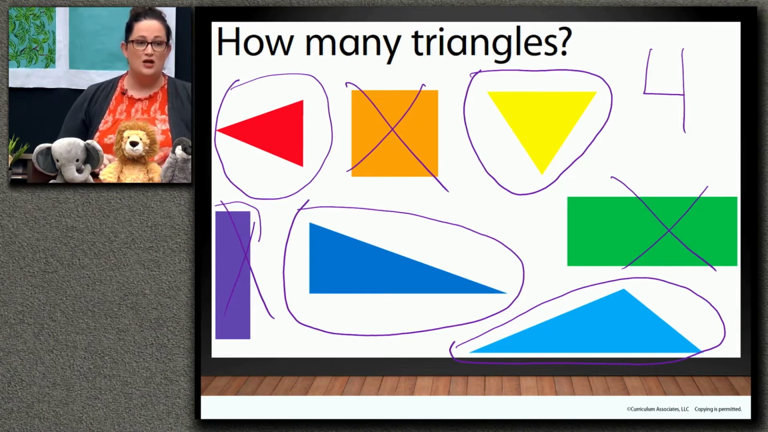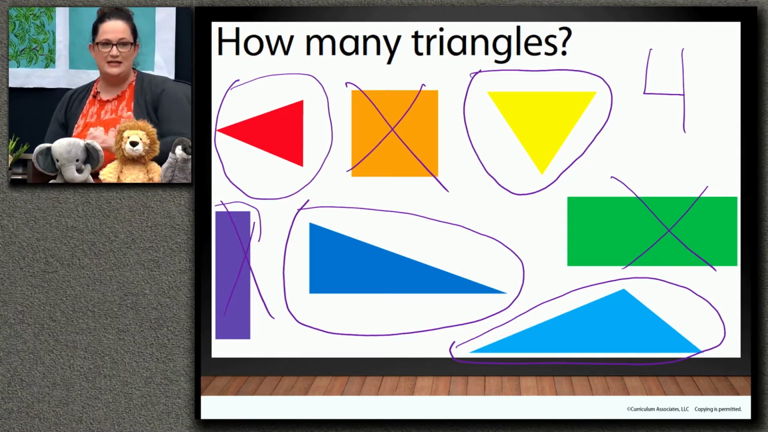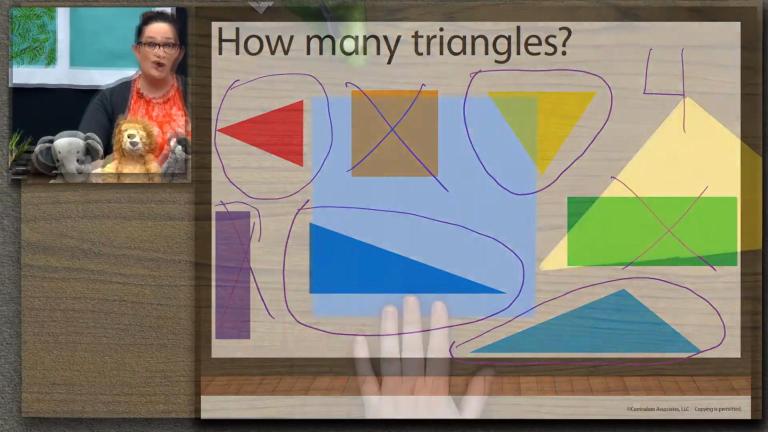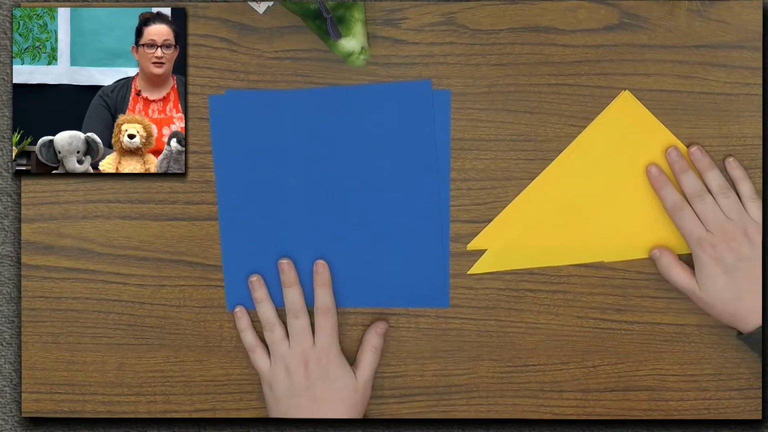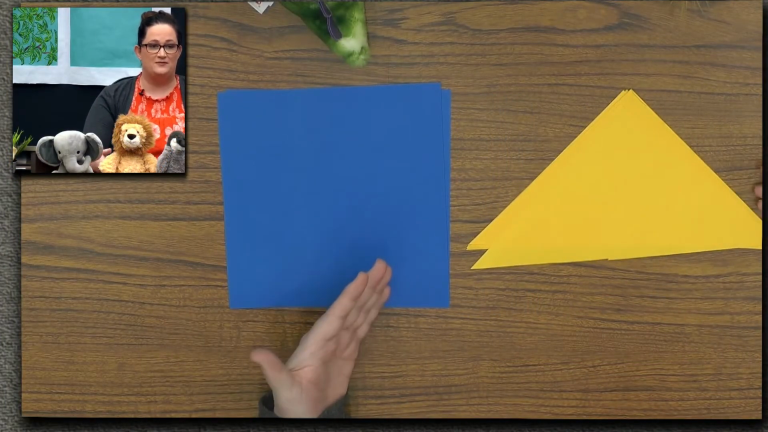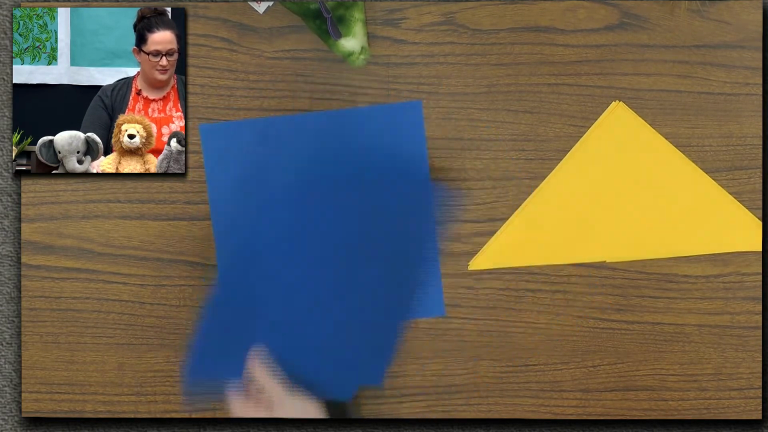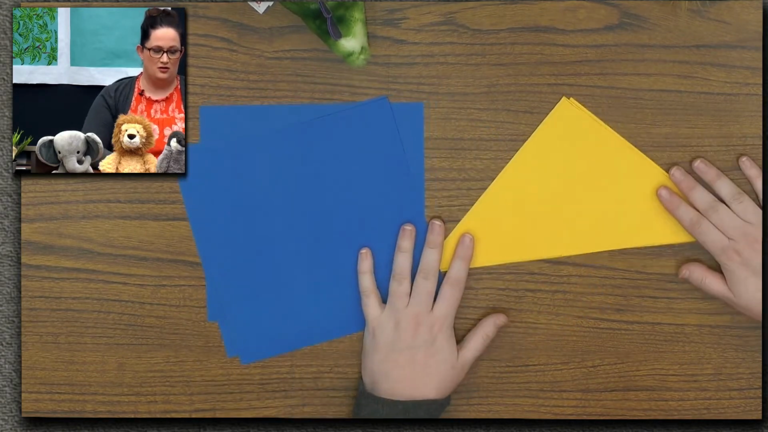Now, Mr. Kevin, I need you just to show the desk up here. We don't need a slide. So we're going to do some making of shapes today. And at home, you're going to help me make shapes from these shapes. What shapes do I have here? I have some squares and I have some triangles.